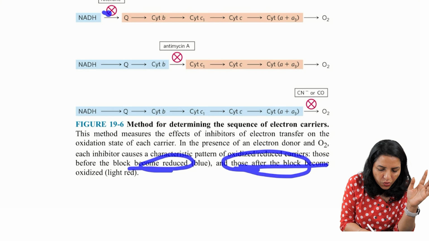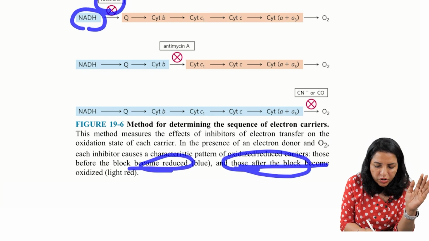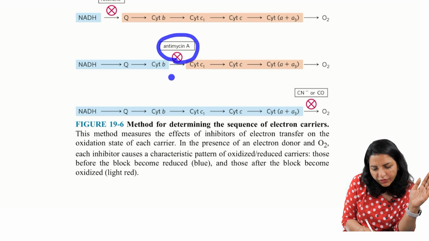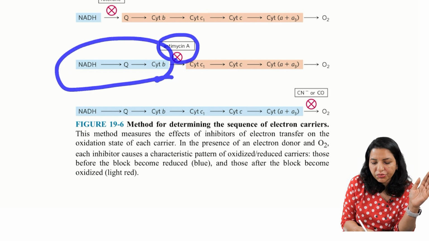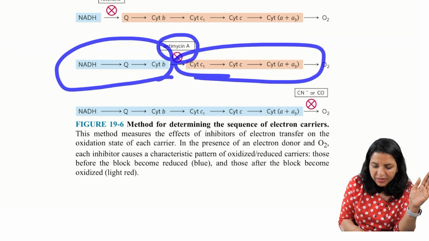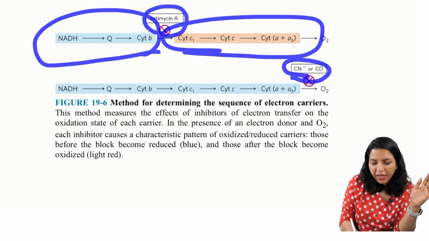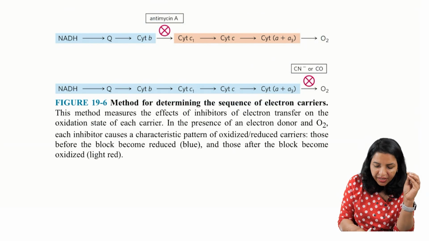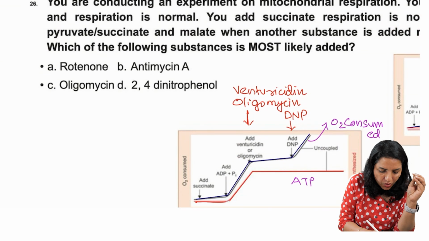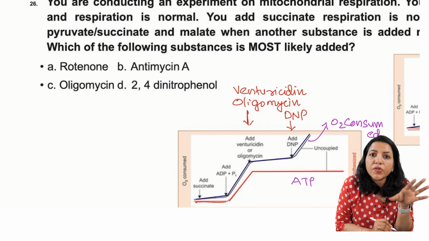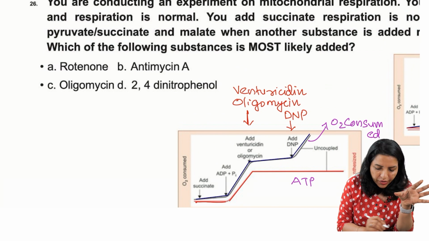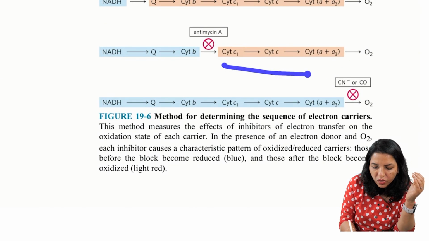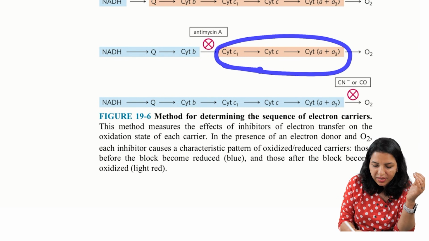If it is rotenone, what you can see is this is reduced, but everything else is getting oxidized. If it is antimycin A, whichever redox couples are prior are getting reduced, but this is getting oxidized. But if it is cyanide or carbon monoxide, none of the complexes are getting oxidized. Which means that if the inhibitor is rotenone, the electron transfer is not completely blocked. Whereas antimycin is a complex 3 inhibitor; with antimycin also, the electron transfer still takes place to an extent.